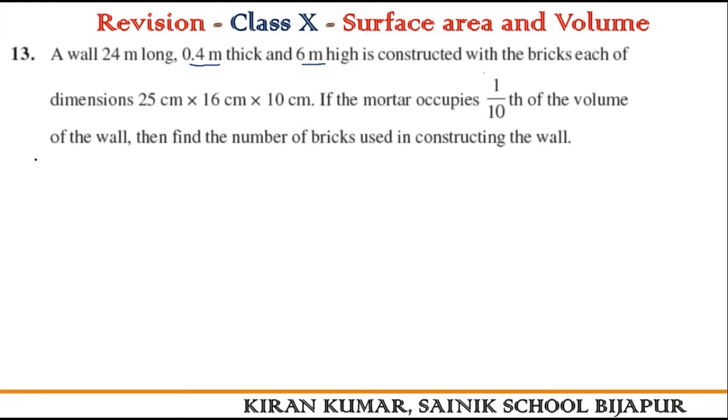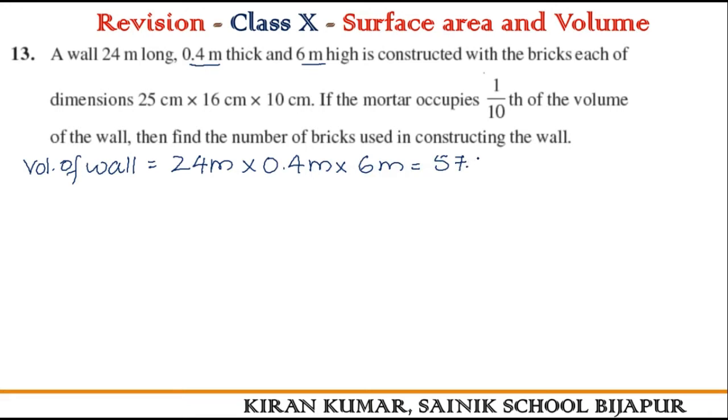Since they have mentioned the dimensions of the wall, we can find out the volume of the wall. So the volume of the wall will be the length 24 meter multiplied by the breadth 0.4 meter multiplied by the height 6 meter. On multiplication we get 57.6 meter cube.